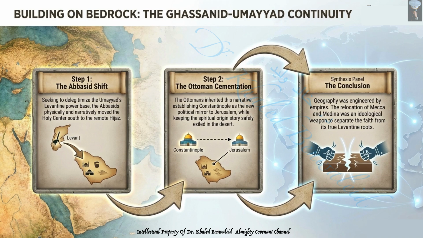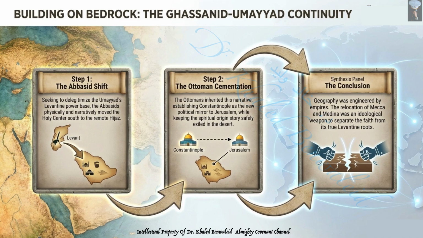How do you practically achieve that? You can't just tell people their holy city is somewhere else. You do it through a massive state-sponsored historiographical project. The Abbasids controlled the scholars, the texts, and the narrative. Dr. Walid argues they systematically relocated the concept of Mecca to the remote, geographically isolated Hijaz desert. Just completely moved it. Yes.